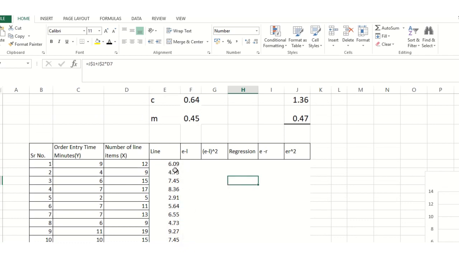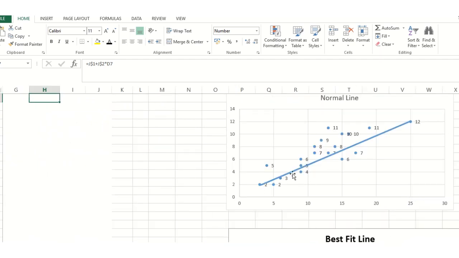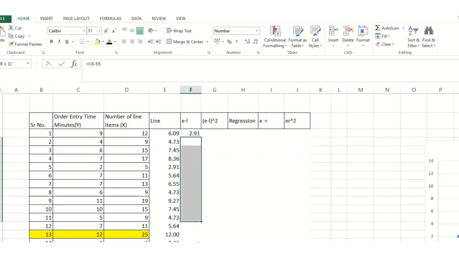So we are constructing a line. This is exactly the same line, and all these points are distributed around this straight line. So this is the line. Now we want to see the error between the given value and the value which we got by substituting into the slope equation. So I am taking 9 minus 6.09. I got this value, and similarly I am taking all the values.